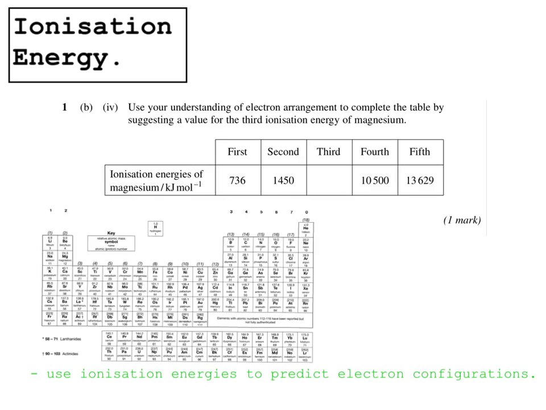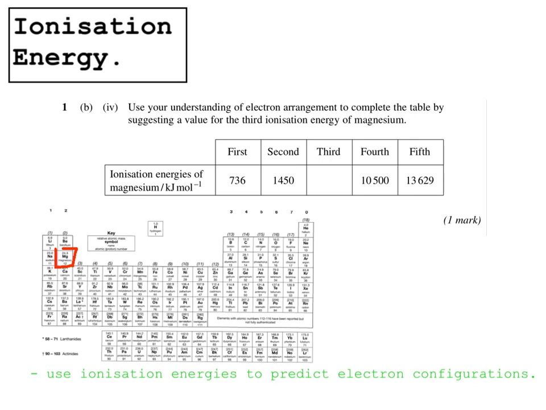So now we can look at an example of an exam question based on what we've just learned. So this question asks you to use your understanding of electron arrangement to complete the table by suggesting a value for the third ionisation energy of magnesium. So we need to use our periodic table to do this. So there's magnesium. And what we've got to think about is which electron are we removing when it's the third ionisation energy. So for the first ionisation energy, we are removing the 3s2 electron. For the second ionisation energy, we're removing the 3s1 electron, and for the third ionisation energy, we're going to be removing this electron here, the 2p6 electron.